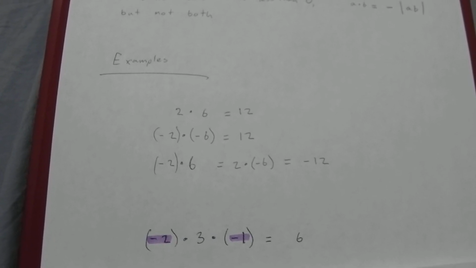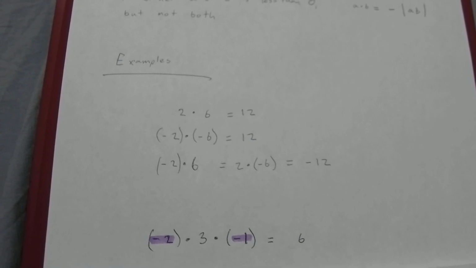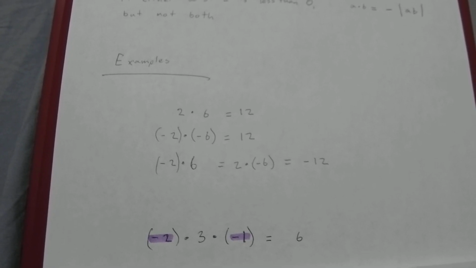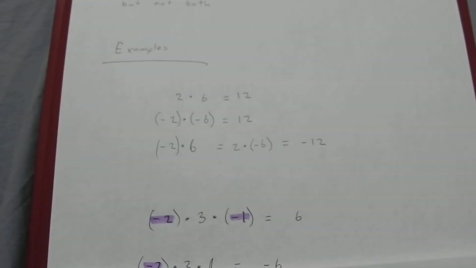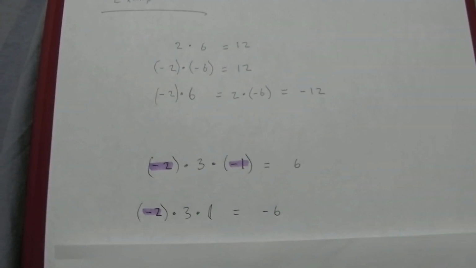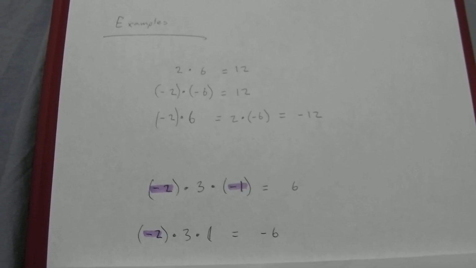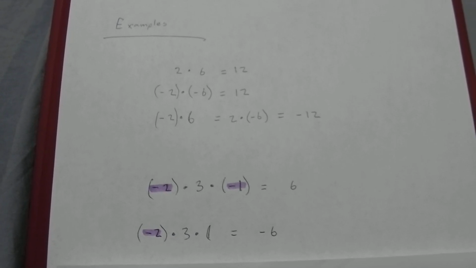So in this example, I have highlighted the negative numbers, negative 2 and negative 1. These negatives cancel each other, and the product is positive 6. If we were to change this to have only one negative number in the example, then negative 2 times 3 times 1 will be negative 6.